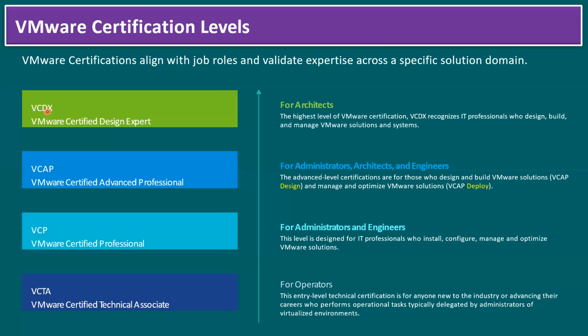But currently there are only about 300 VCDX worldwide, so the count is still small. Even if you reach the VCDX certification level, obviously you will get better scale, and in general a six-figure annual salary in US dollars. Okay, so I hope you understand the certification path from zero to hero. Zero means it starts from VCTA, Certified Technical Associate, and hero means we have to reach the VCDX, Certified Design Expert level. Okay.